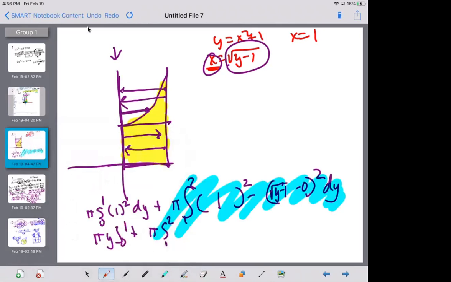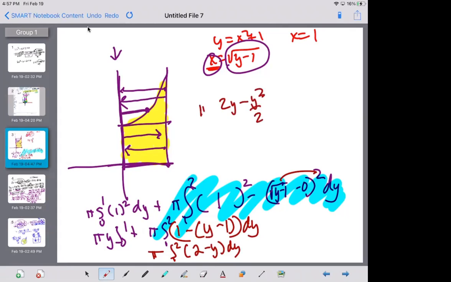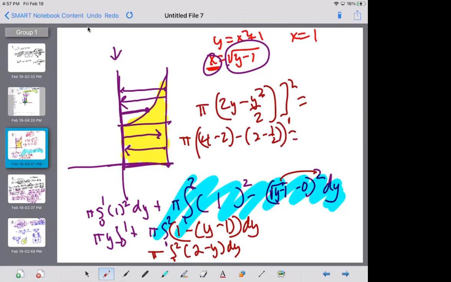Okay. So this part is 1 minus the square root of y minus 1 squared, which gave me pi times the integral from 1 to 2 of 2 minus y dy, which gave me 2y minus y squared over 2. Don't forget your pi from 1 to 2, which gave you pi times 4 minus 2 minus 2 minus 1/2. So this is what I couldn't remember. This is 2 minus 1.5. And so this was 1/2 pi. And so this part must have just been pi.